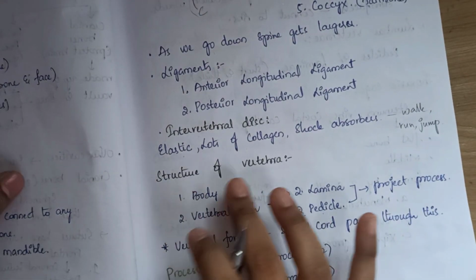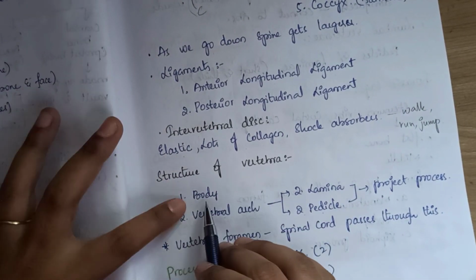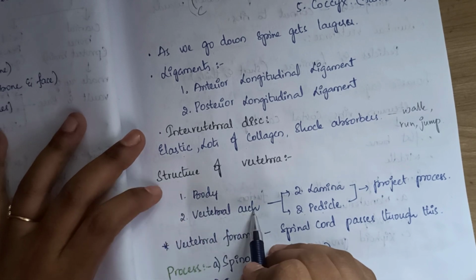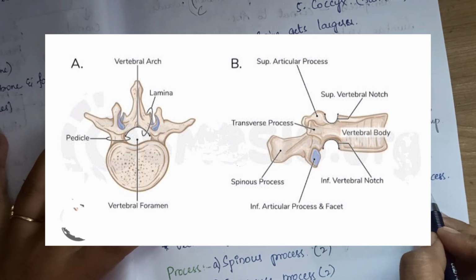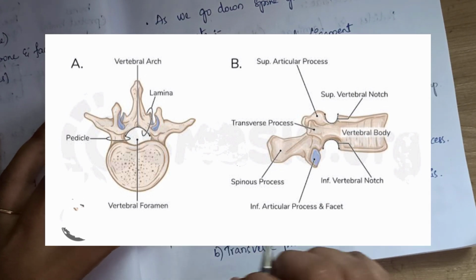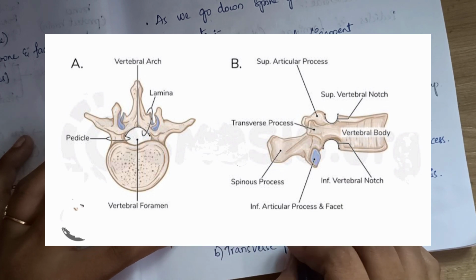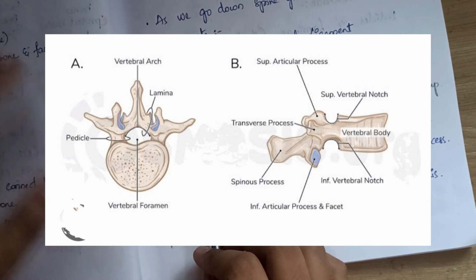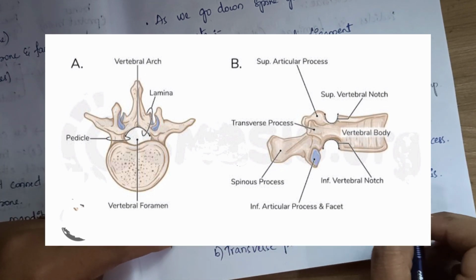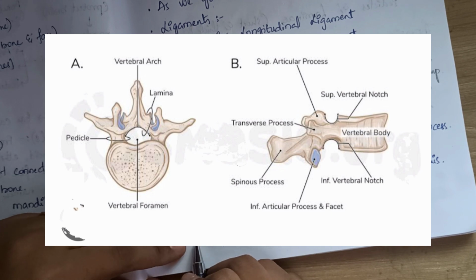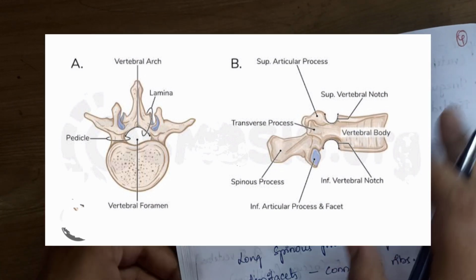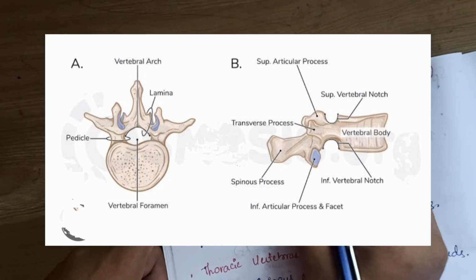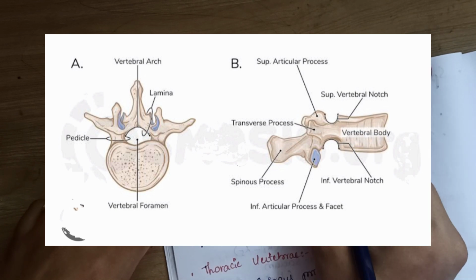And now coming to the structure of a vertebra. How is a vertebra made up? It is made up of a body and a vertebral arch. The vertebral arch has two laminae and two pedicles that project the processes, and there are many processes. The vertebral foramen is where the spinal cord passes through it. We have the foramen magnum, the hole for the spinal cord, and the vertebral foramen, through which the spinal cord passes. There are processes like the spinous process, transverse processes, and superior articular processes and inferior articular processes.